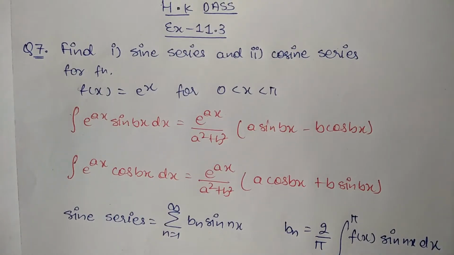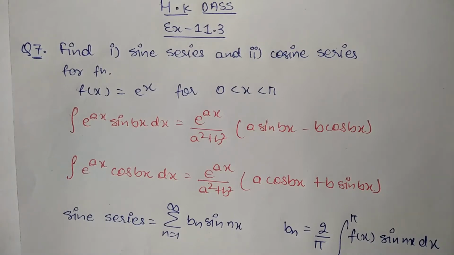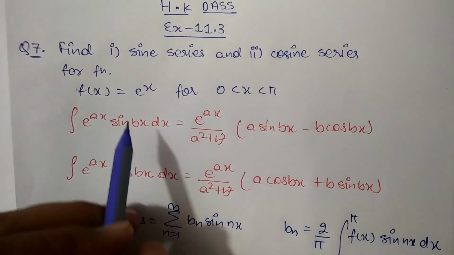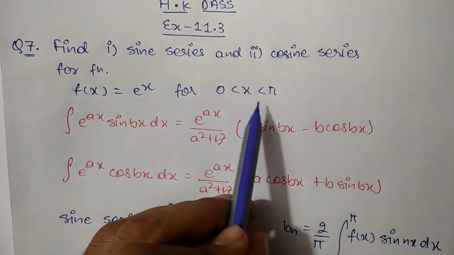So we are solving Mathematical Physics written by H.K. Das, and today we are going to solve the question of Fourier series, that is question number 7 of exercise 11.3. In this question we have to find the sine series and cosine series for the function e^x in between the limits 0 to pi.